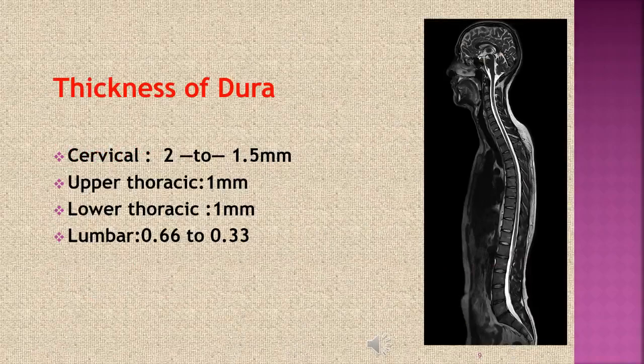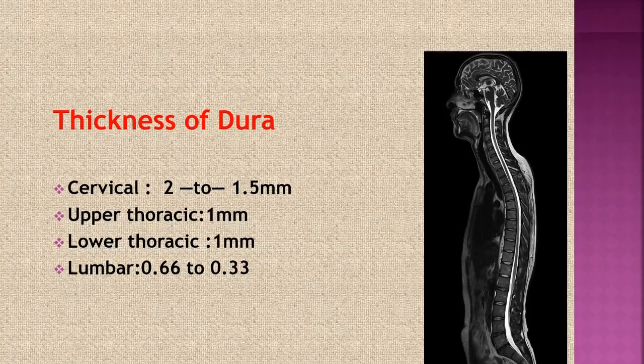Thickness of dura. It is thinnest at the lumbar region, whereas thickest at the cervical region. It is 2 to 1.5 mm at the cervical region, whereas at lumbar it is 0.62 to 0.33 mm. Upper thoracic is 1 mm and lower thoracic is 1 mm.